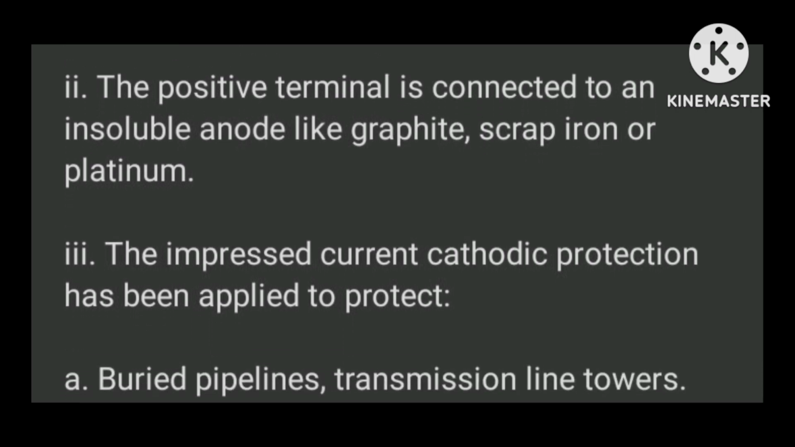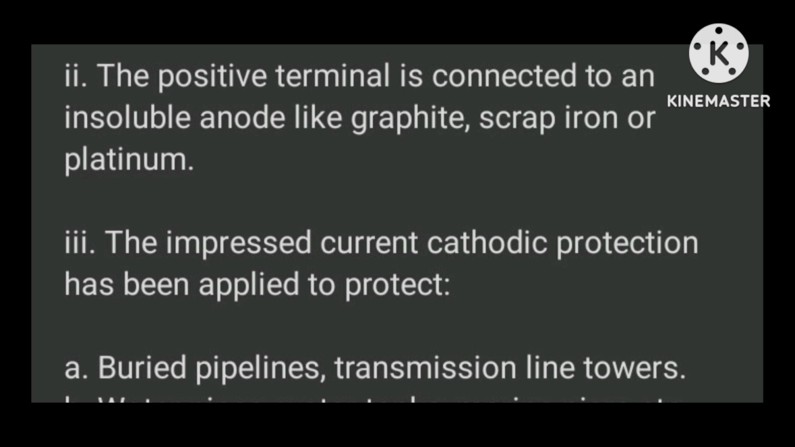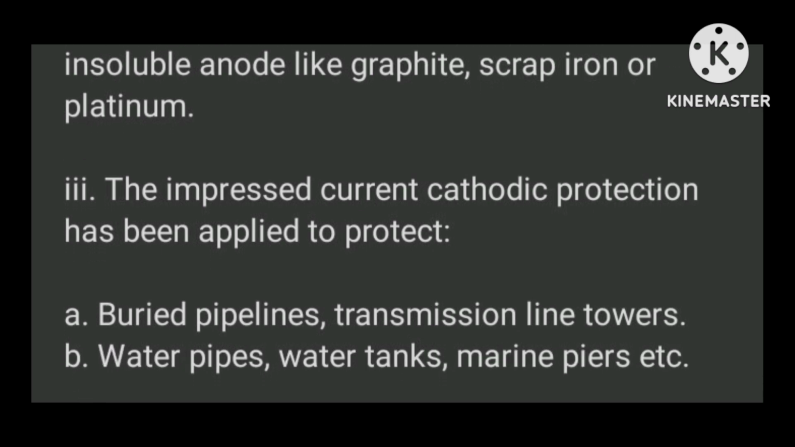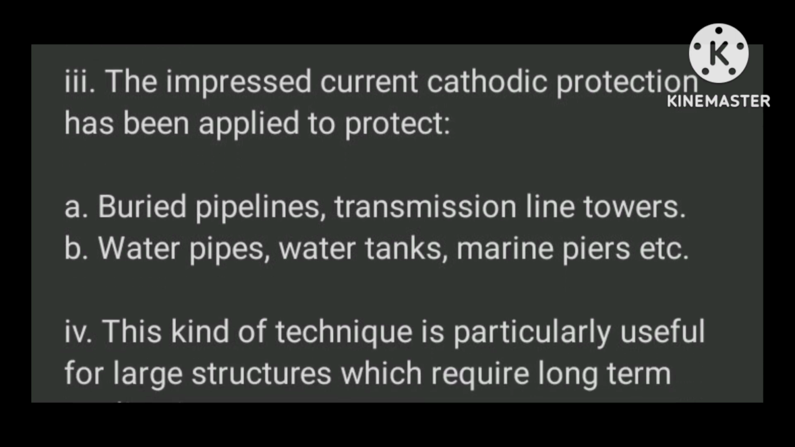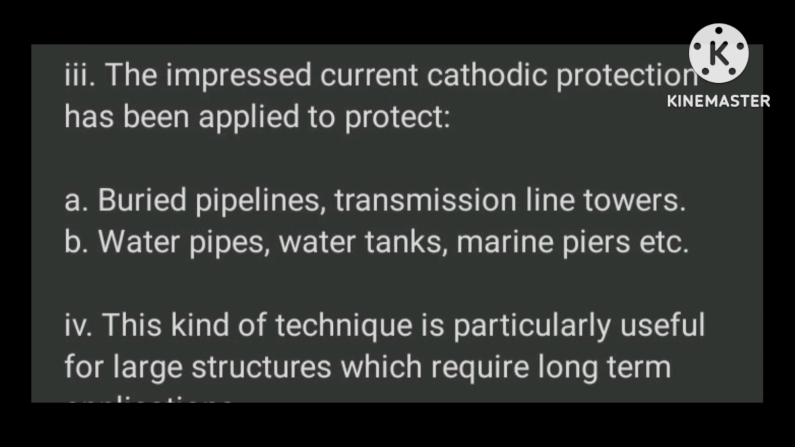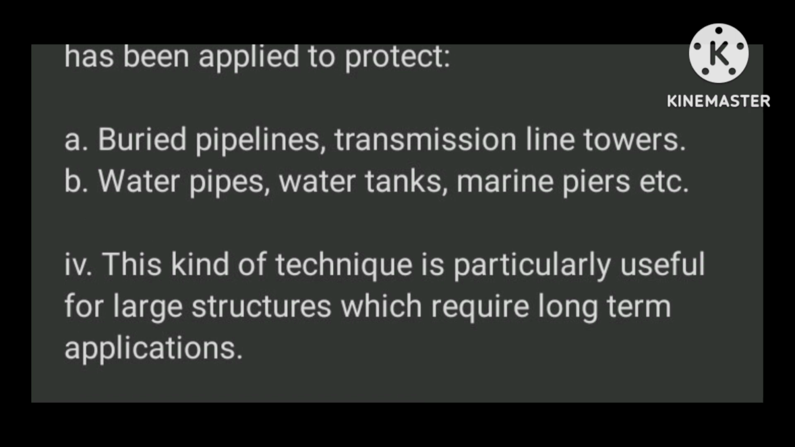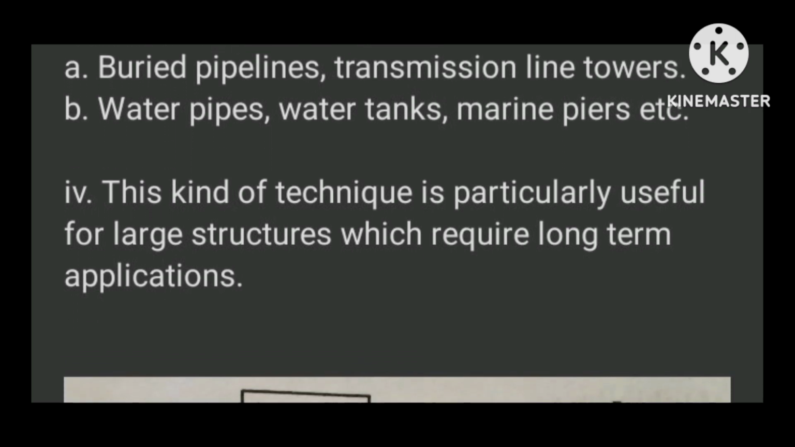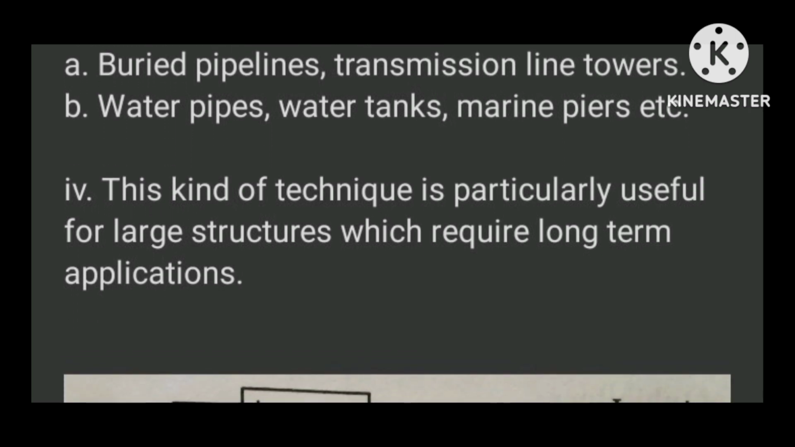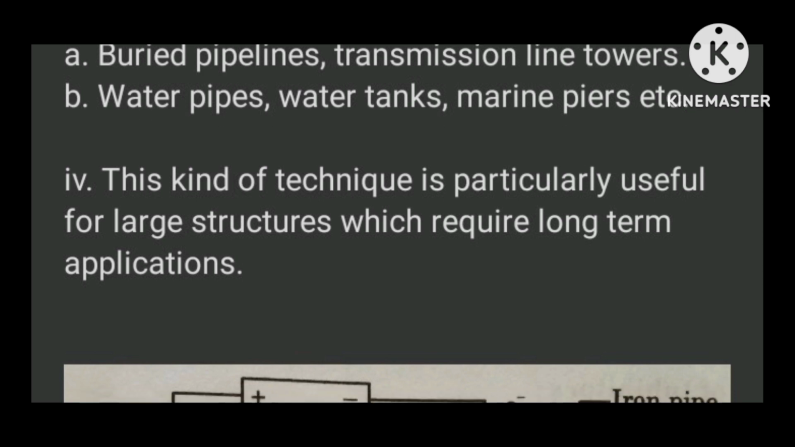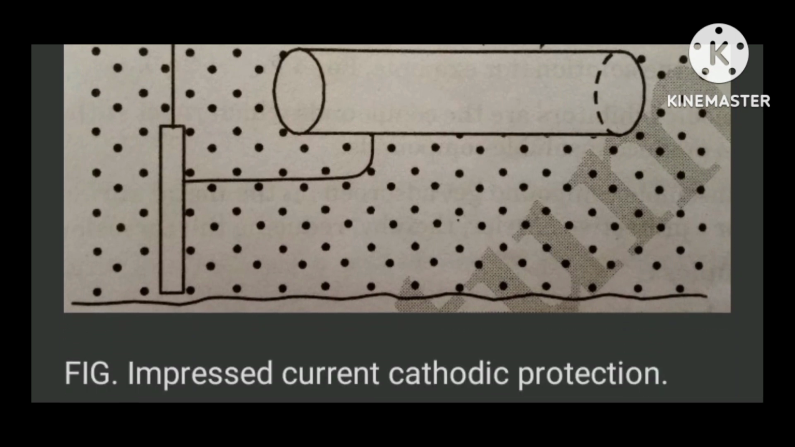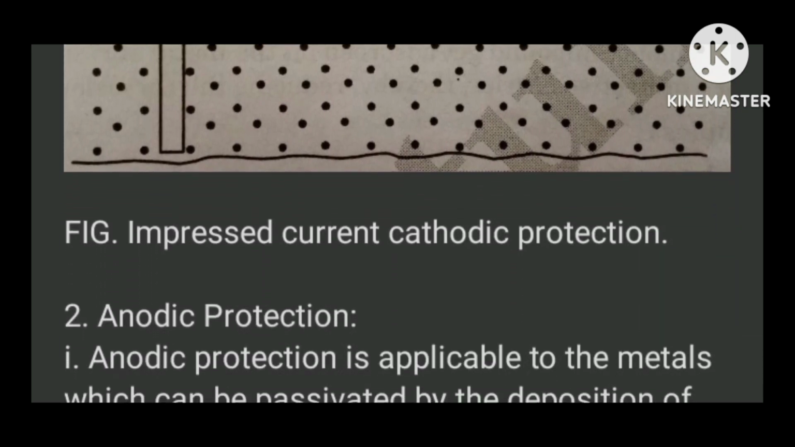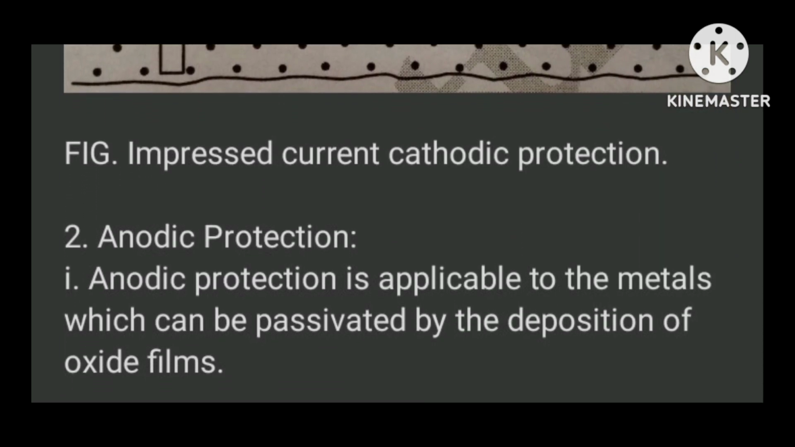Third, impressed current cathodic protection has been applied to protect A. Buried pipelines, transmission line towers. B. Water pipes, water tanks, marine piers, etc. Fourth, this kind of technique is particularly useful for large structures which require long-term applications. Figure: impressed current cathodic protection.